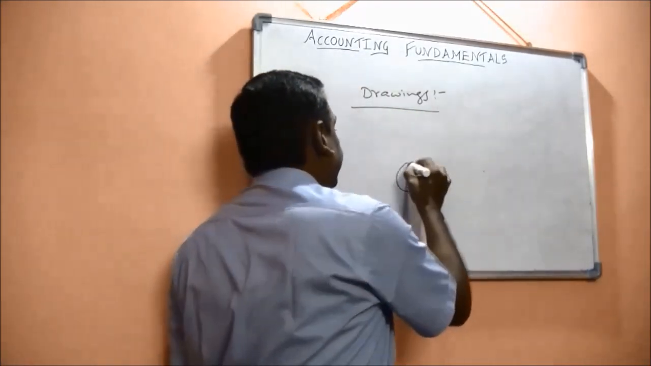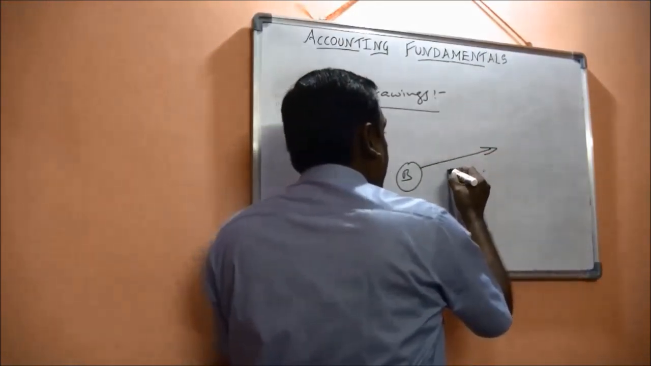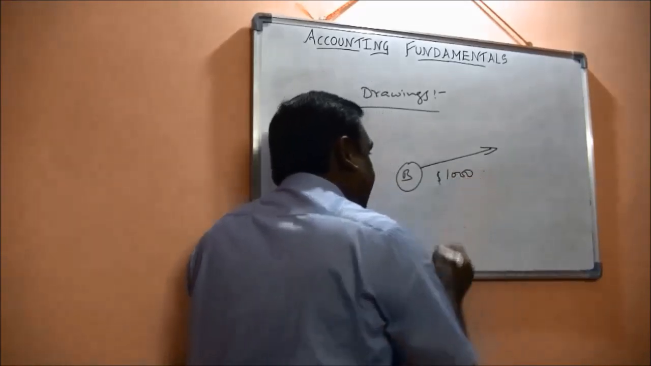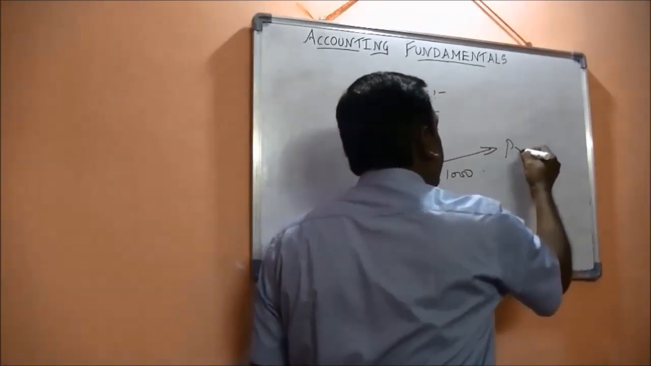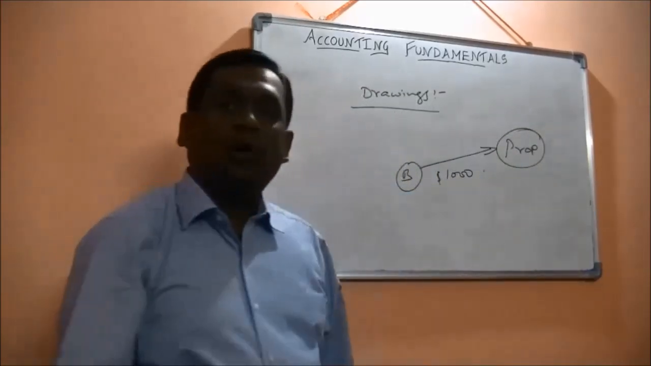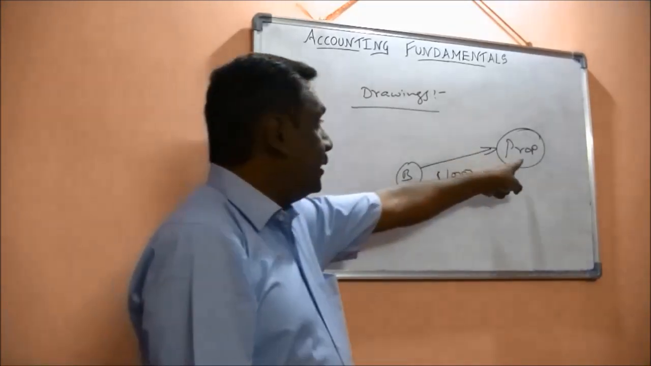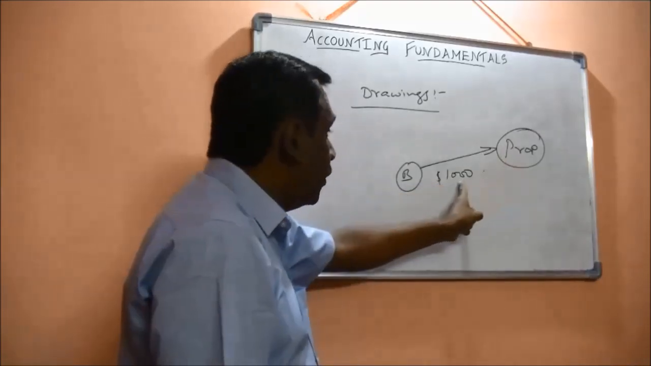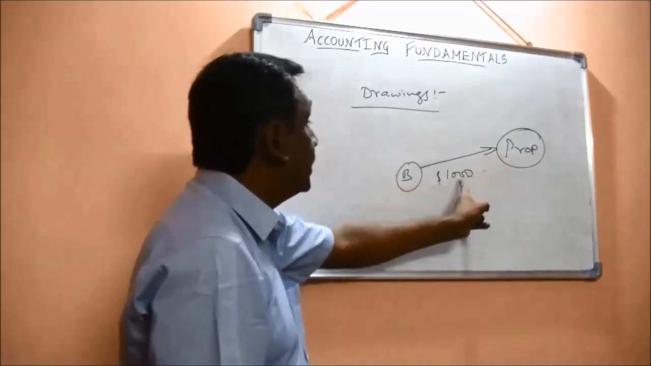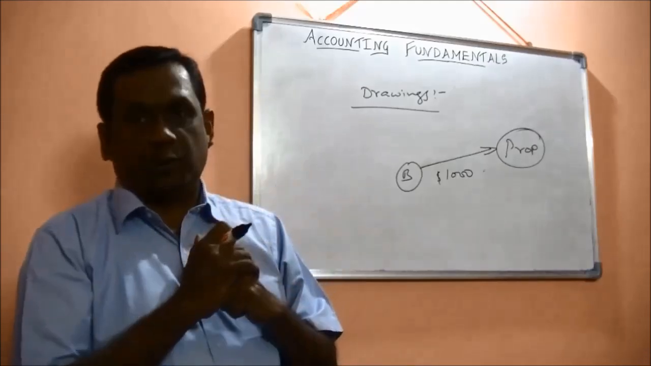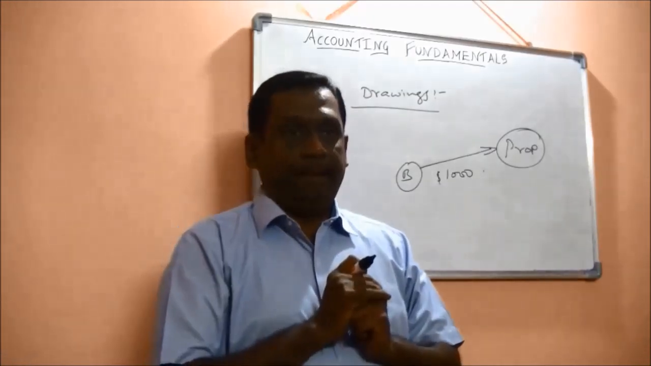For example, what did the proprietor do? He used $1,000 of cash from the business. He took out $1,000 from the business and used it for his personal purpose. So this $1,000 will be considered as drawings because he is using this $1,000 from the business for his personal use. Hence $1,000 will be considered as drawings. Clear?